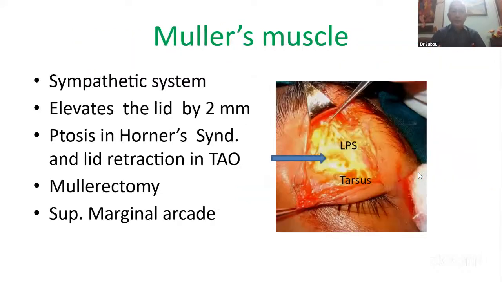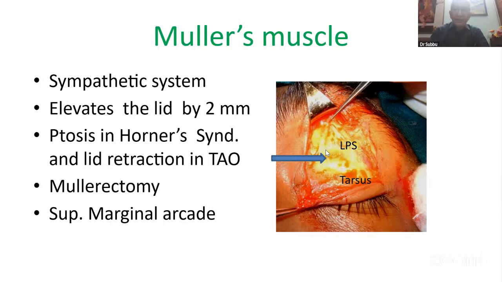Mueller's muscle is the sympathetic system smooth muscle, which elevates the lid by about 2 millimeters. It's behind the levator palpebrae superioris, both being separated by the superior arcade of blood vessels, which is just above the upper border of the tarsus, and lies between the Mueller's muscle and the LPS. As you can see here, this is the superior arcade of the blood vessels. This is the LPS in front, and here is the tarsus. And behind this is the Mueller's muscle.